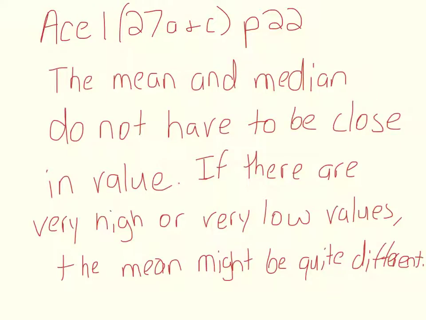Part C: the mean and the median do not have to be close in value. If there are very high or very low values, and remember the vocabulary word outliers, so if there are very high or very low outliers, the mean might be quite different. So basically, the mean and median do not have to be very close in value.